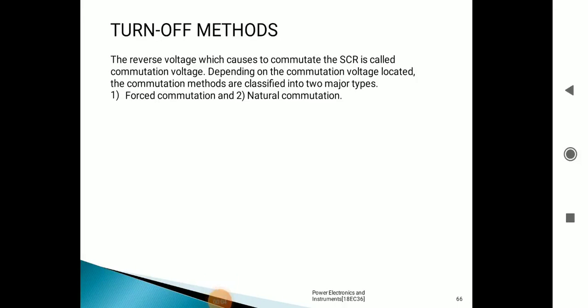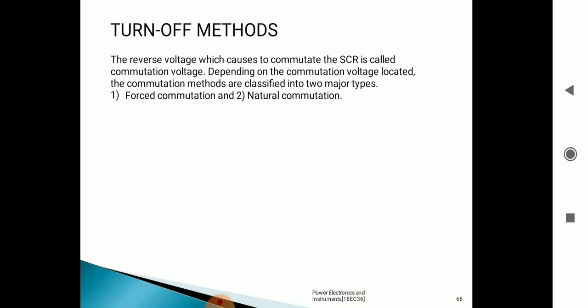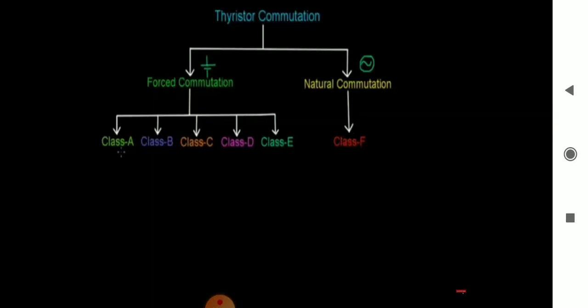In the last class we studied the turn-off mechanism of an SCR, that is, we studied this graph. Now there are different methods of turn-off, that is forced commutation and natural commutation. Commutation is nothing but a turning off method of an SCR. So natural as well as forced commutation, these two types are made based on the type of source given for the SCR.